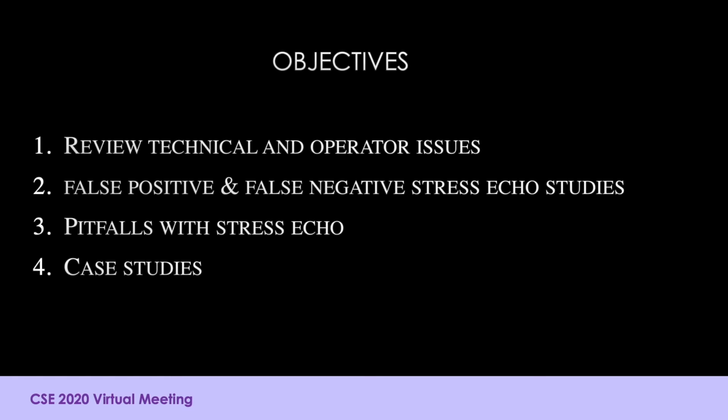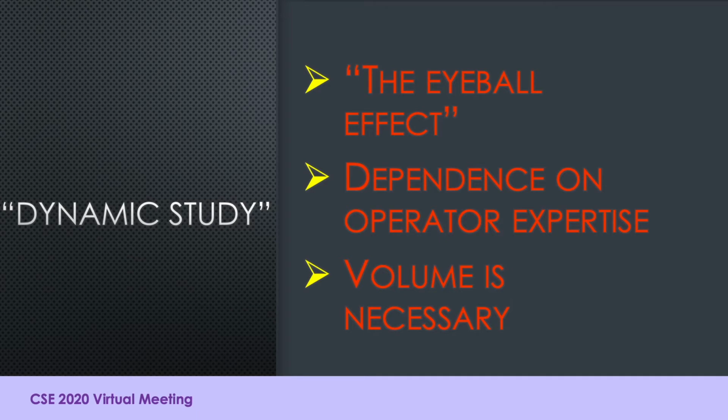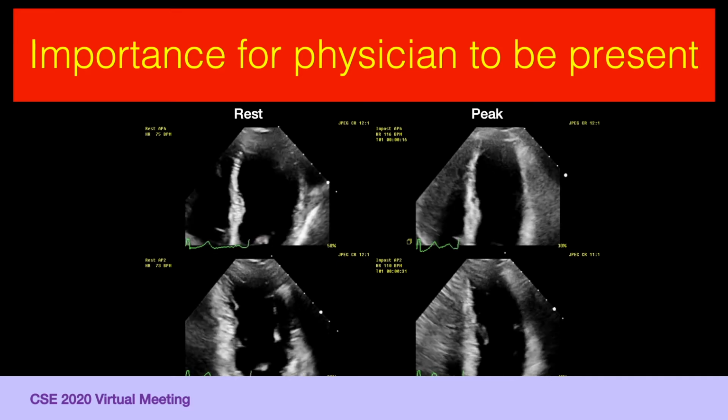By far, the number one issue with stress echocardiography is suboptimal images, particularly involving the posterior and lateral segments. The next issue is that stress echocardiography is a dynamic study, so you need to have the eyeball effect, which means it is dependent on operator expertise. Volume is necessary. You have to do a fair number of stress echoes to become competent in reading stress echocardiography. I'd like to highlight it is important for the physician to be present.